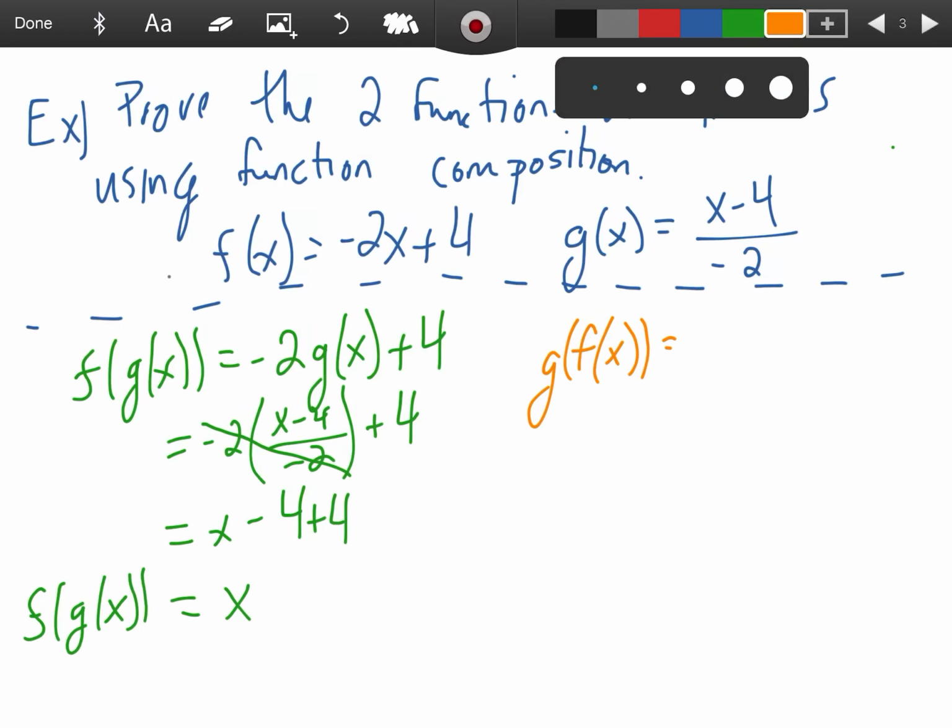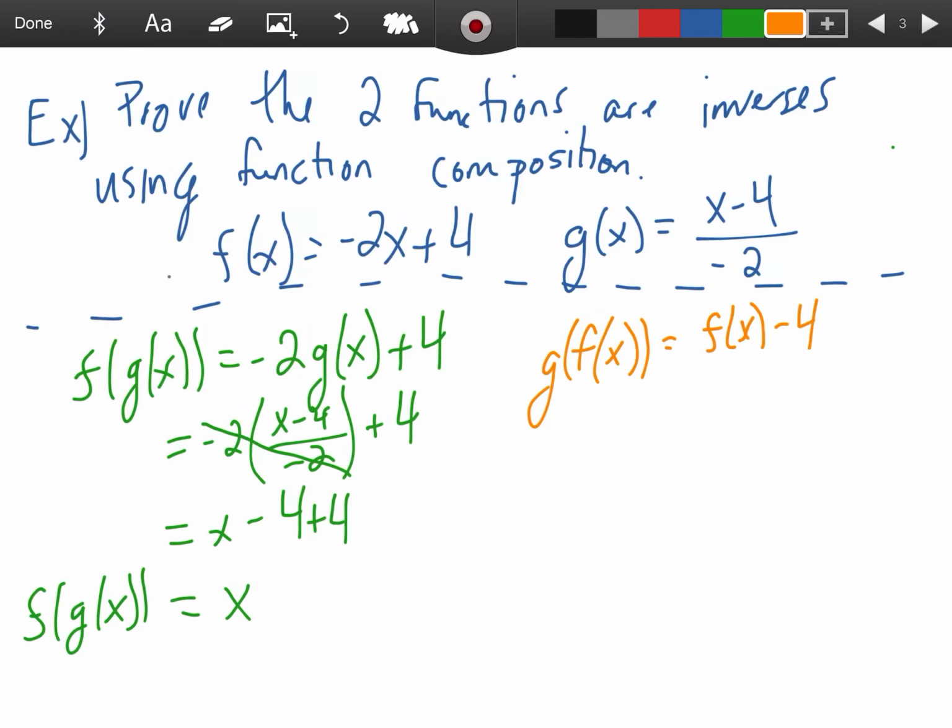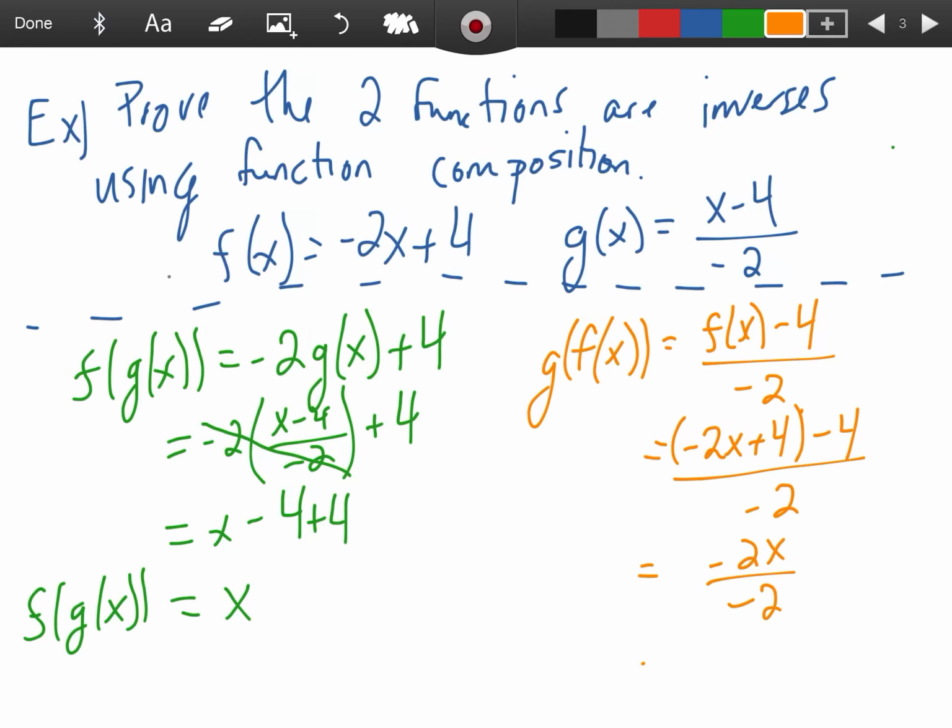What about g of f of x? For g of f of x, I'm going to take f of x and plug it in wherever I had an x in g of x. That's equal to (negative 2x plus 4) minus 4, all over negative 2. I like to plug it in with parentheses just so I can see where I'm plugging it in. Plus 4 minus 4 just leaves me with negative 2x, still over negative 2. And negative 2x divided by negative 2 is just x.